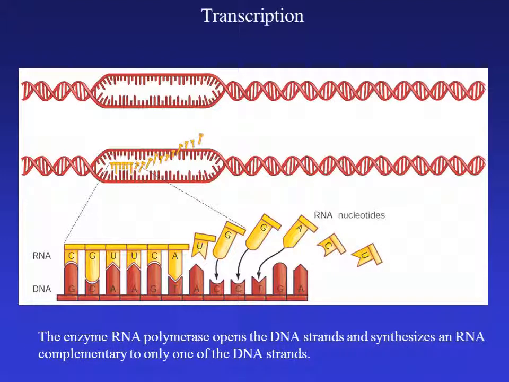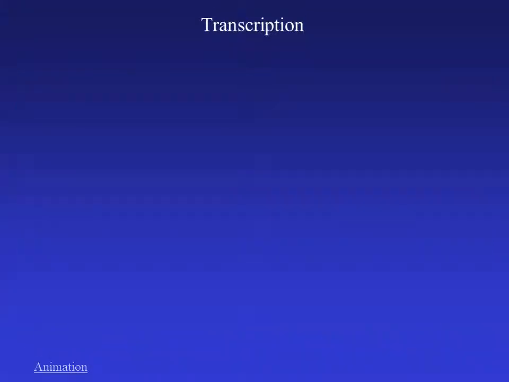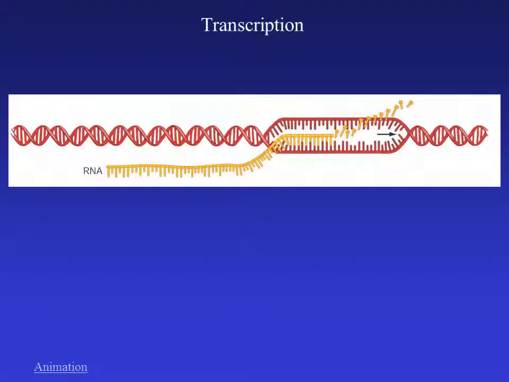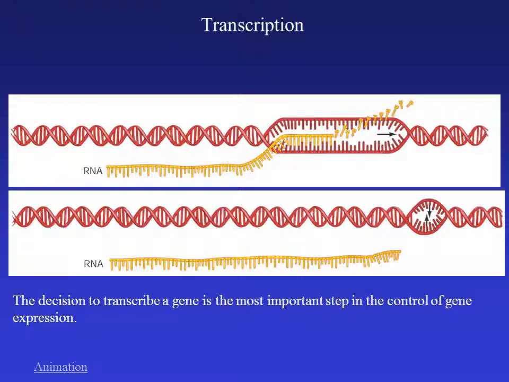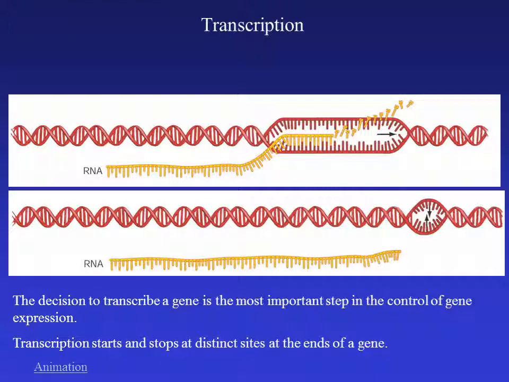The enzyme RNA polymerase opens the DNA strand and synthesizes an RNA complementary to only one of the DNA strands. Then, in transcription, that RNA strand gets longer and longer until it comes to its end point. And the decision to transcribe a gene is the most important step in the control of gene expression. So once it's determined, hey, we're going to be using this gene, that is the key to genes actually being the one that is expressed in a particular cell. Transcription starts and stops at distinct sites at the end of a gene. So that is that length there of the DNA, that within the entire long piece of DNA, that is a gene.